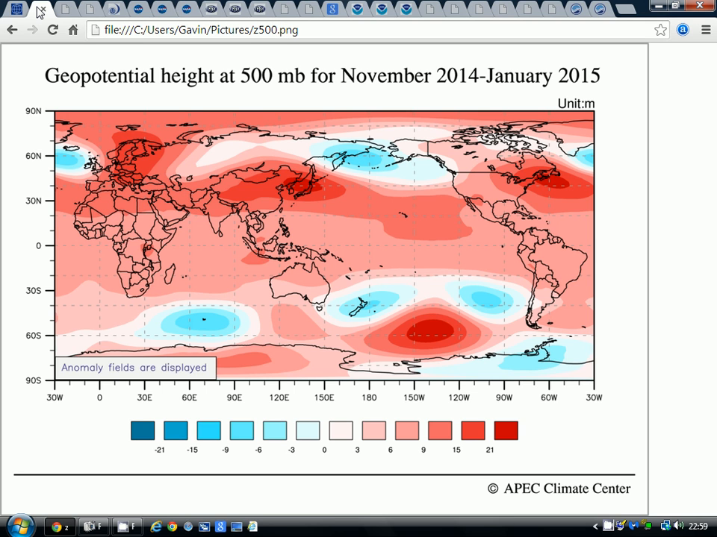Now, the next model is the experimental APEC Climate Centre model. This is a collaboration of the South Korean Met Agency and various other Met agencies. Well, I think the Japanese is in there, probably the Australian as well. A collaboration, maybe the Chinese, a collaboration of several Met agencies.